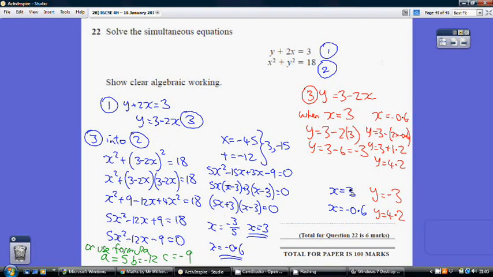Now we need to work out the y values as well, so that's easily done by substituting these x values back into either of the equations, but obviously back into the linear one would be easiest. In fact, I've used this version of the linear one, my equation 3. So I've just substituted my two values of x back into y equaling 3 minus 2x to give me y values of minus 3 and 4.2. So when x is 3, y is minus 3. When x is minus 0.6, y is 4.2.